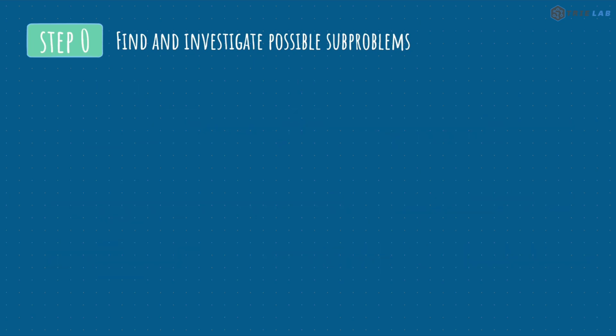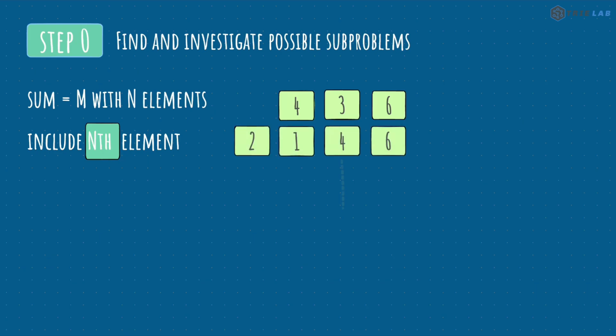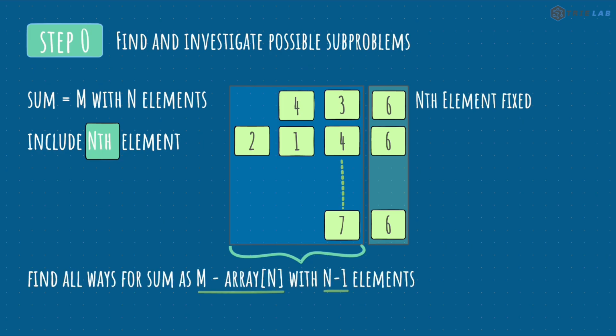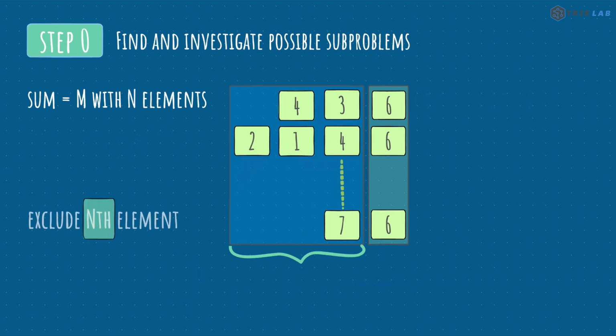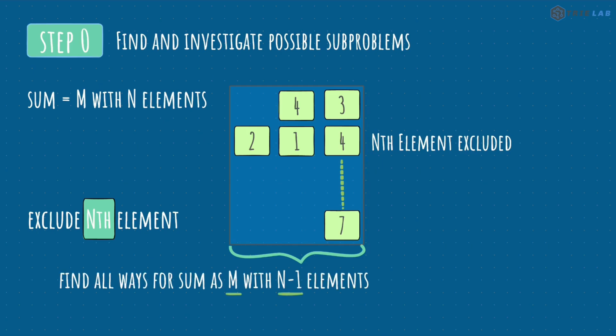To visualize this, if we include the nth element, we are essentially fixing it as part of the solution. So to find the number of ways we can reach a sum of m, we now need to find the number of ways we can find the sum of m minus the nth element using the first n minus 1 elements. This ensures that the nth element is counted in the total possibilities. On the other hand, if we exclude the nth element, we can simply look for the number of ways to reach or to form the sum of m using only the first n minus 1 elements.